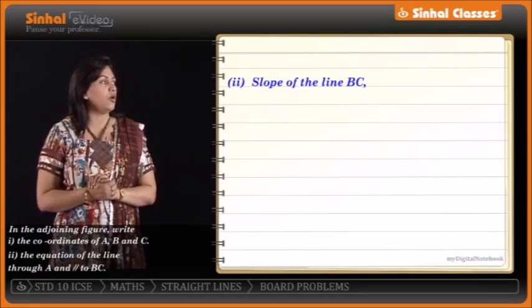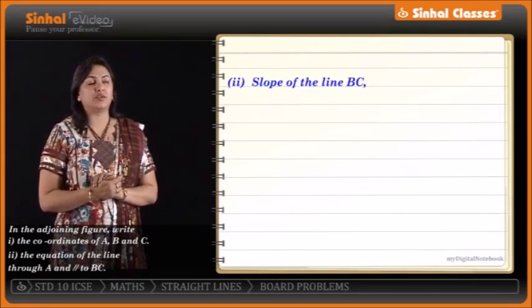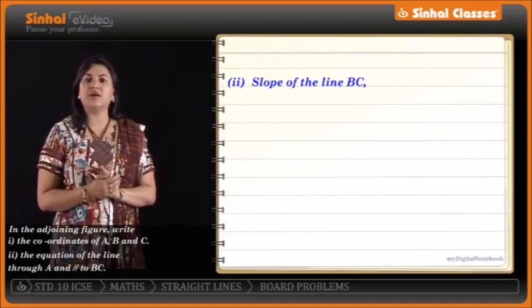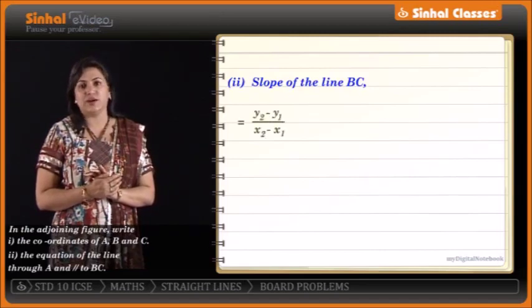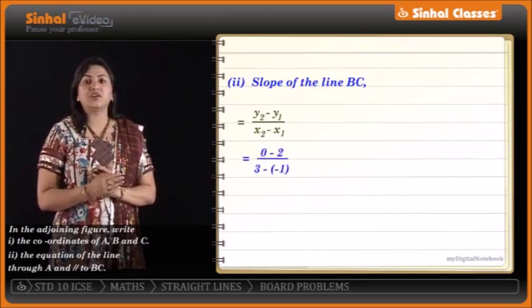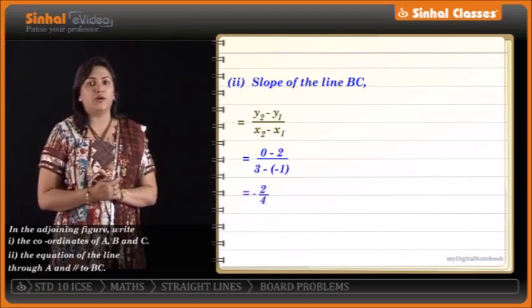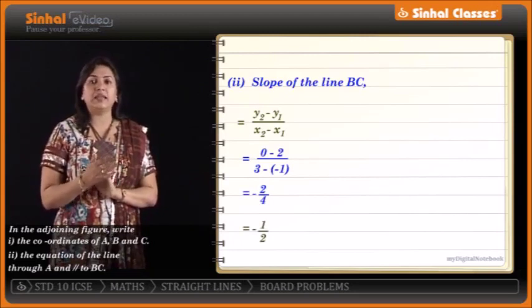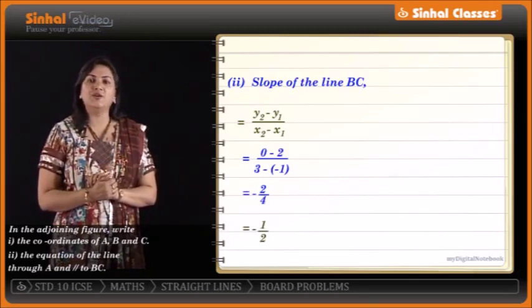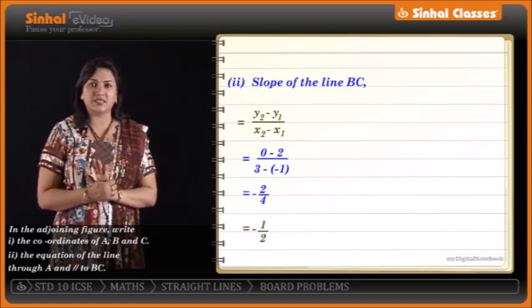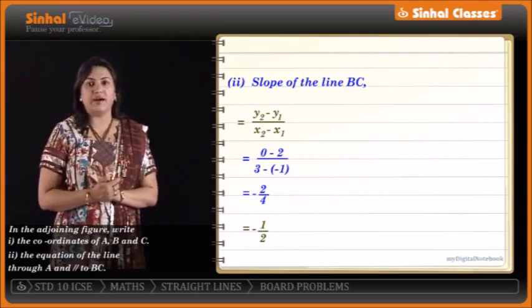Now for BC, the coordinates are (2, 3) and (3, 0). So the slope of BC is (y2 minus y1) upon (x2 minus x1), which is equal to 0 minus 2 upon 3 minus of minus 1, which gives minus 2 upon 4, that is minus half. Now we want the slope of a line parallel to BC. We know if two lines are parallel, then their slopes are equal. So the required line slope will be minus 1 by 2.